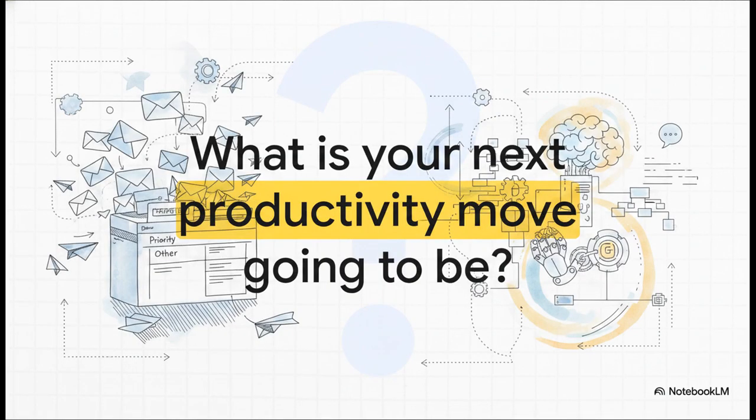So I want to leave you with one final provocative question. What is your very next productivity move going to be right after this explainer ends? Are you finally going to set up that priority inbox to clear the clutter? Or will you bravely prompt Gemini to write your very first automated app script today? Pick one, take action, and I will see you in the next one.